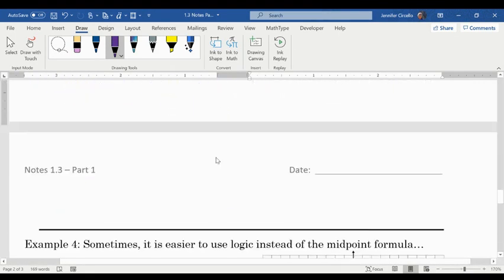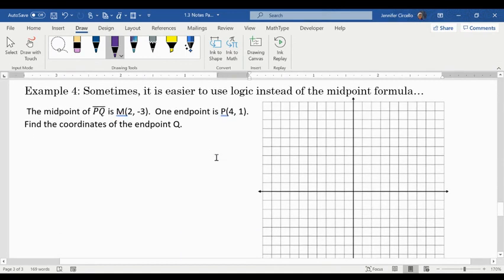Okay, so that was one type of question. Another type of question is this, where I give you a midpoint and an endpoint, and you have to figure out the other endpoint. So I'm going to show you 2 different ways to use it. Okay, so I gave you a hint up here. Sometimes it's easier to use logic instead of the midpoint formula. Let's see if we can figure this out.